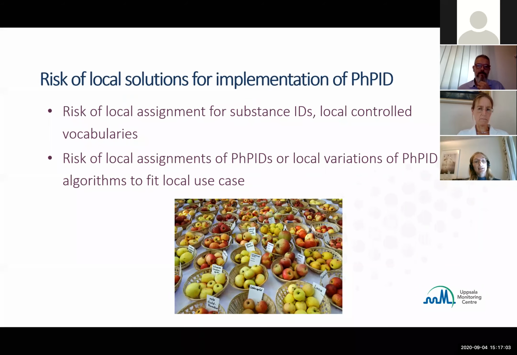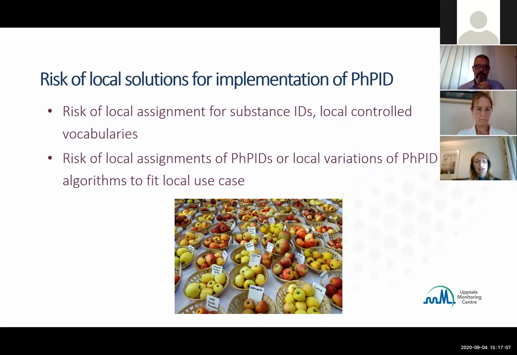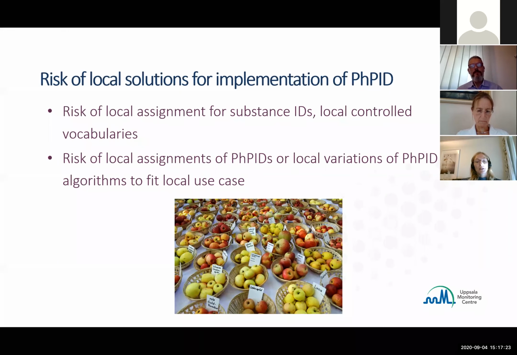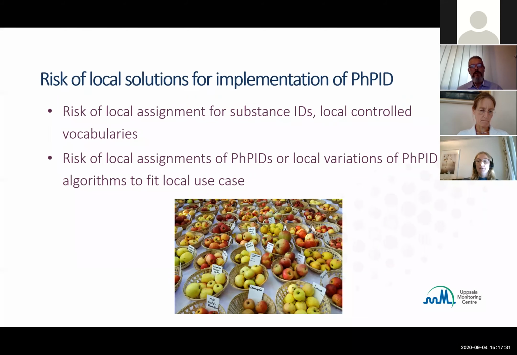There is, however, a risk that's been noted for the E2B-R3 implementation, and that's the local variants of the IDs. So for example, if we have local assignments of the substance IDs, or if we have local assignments of PhPIDs, or even local variations of the PhPID algorithm, there will be a lack of harmonization, and we kind of lose the benefit on a global level. Of course, this would work on a regional level, but on the global level, we would be in a similar situation as we are today.